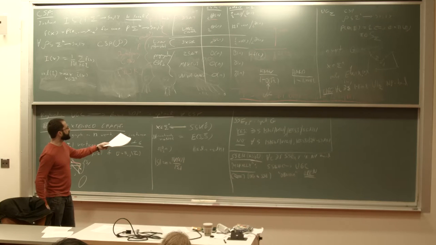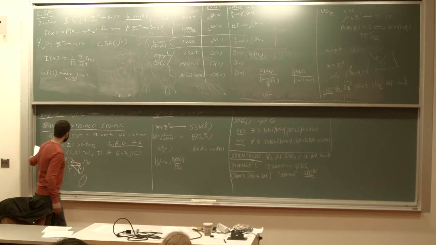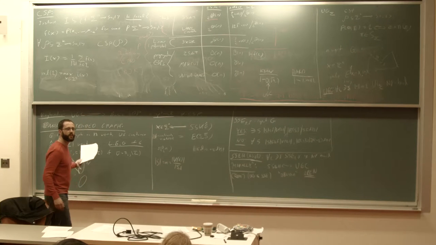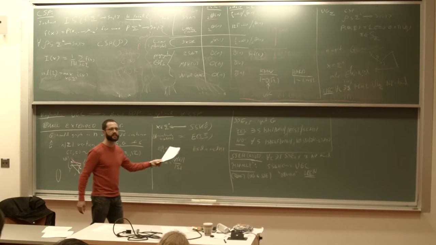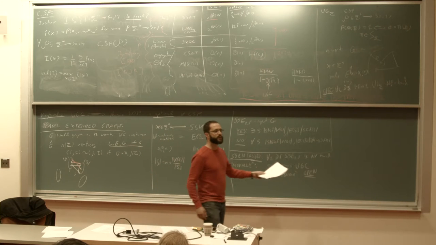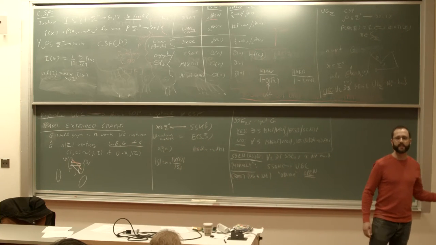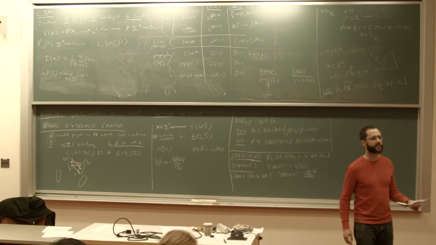So basically, this reduction shows a way to map an assignment that satisfies most of the constraints into a set that doesn't expand. But we also have to take a set that doesn't expand and map it into an assignment that satisfies most of the constraints.